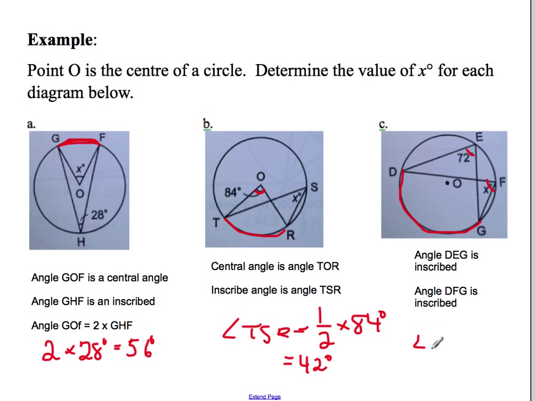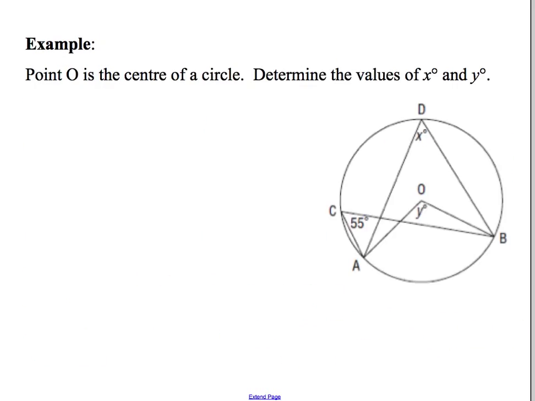So angle DFG is equal to 72. Okay. Now those are fairly easier ones. They get a little bit more elaborate, so let's just do a couple more.